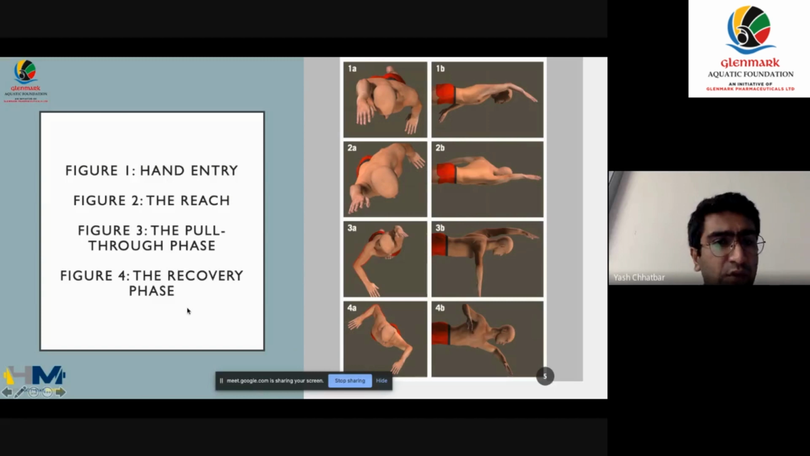So out of the four phases, 3 and 4 have maximum chances of you getting the injury, and out of 3 and 4, the number one risk factor is if this technique is not right, if the body roll doesn't happen properly at figure 4, then again the pinching happens at the shoulder.